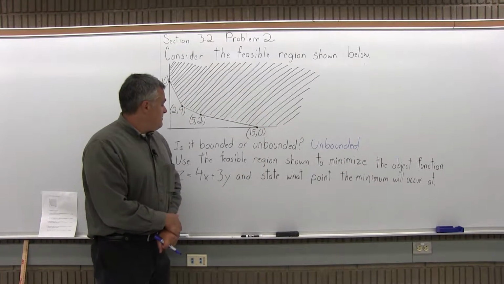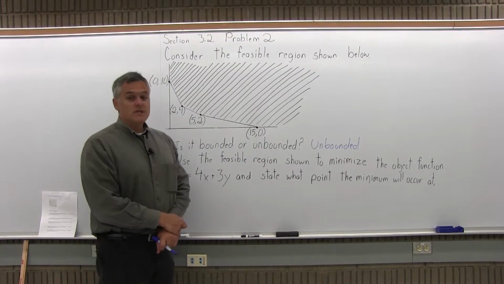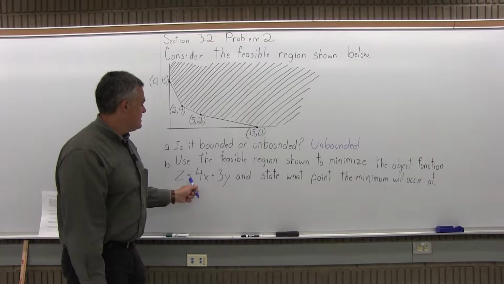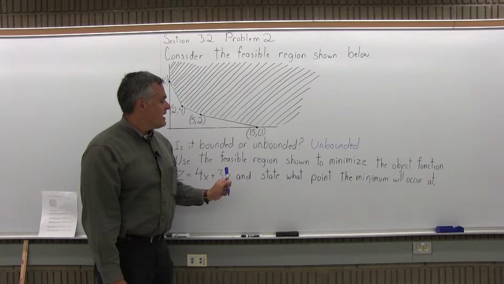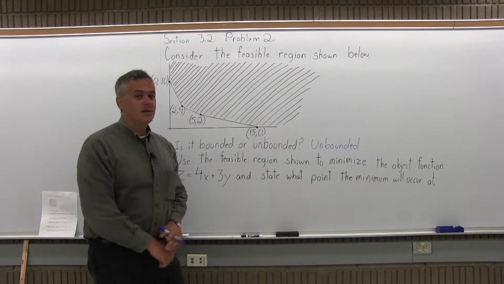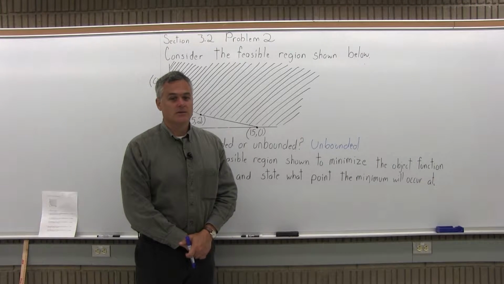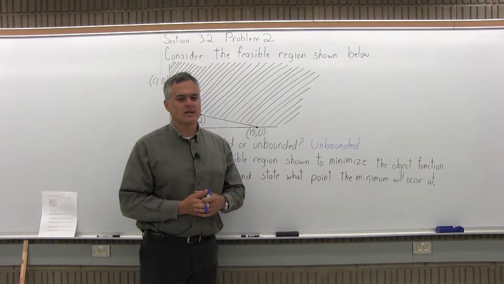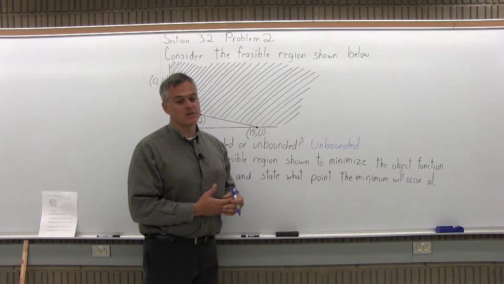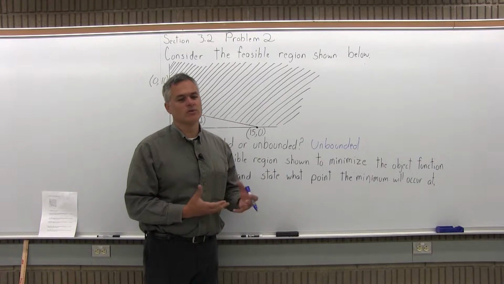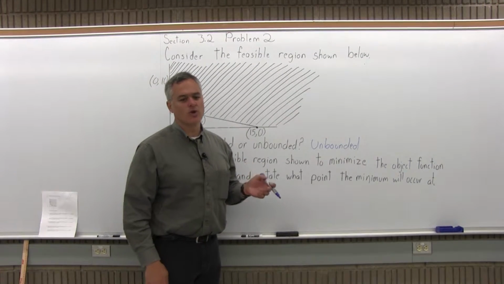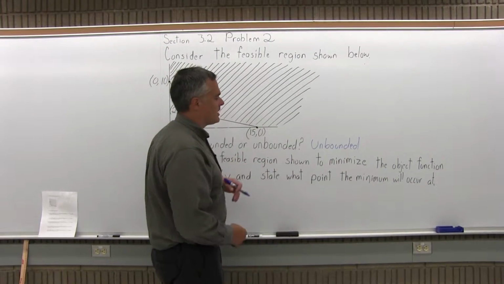And then part B says, use the feasible region shown to minimize the object function z equals 4x plus 3y and state what point the minimum will occur at. Things that you would want to minimize are typically like cost, delivery time, things like that. What you want to maximize is usually profit, revenue, things like that. So the application to minimize would be some sort of cost or delivery or setup time.